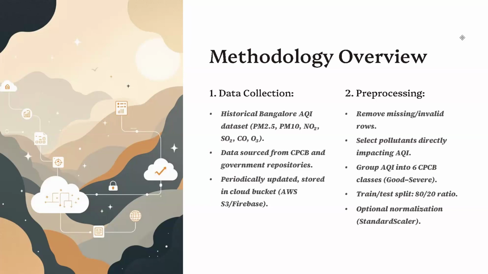And second is pre-processing. As the data source is from a government website, some of the rows will be missing or invalid. So we removed those missing and invalid rows. Select pollutants directly impacting AQI. We grouped the AQI into 6 CPCB classes, good to severe. Then we did a train and test split in an 80-20 ratio, and normalization.